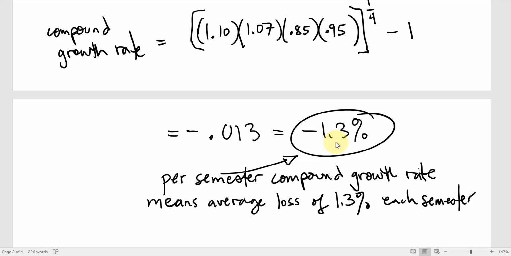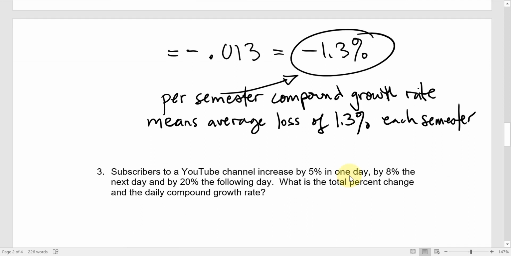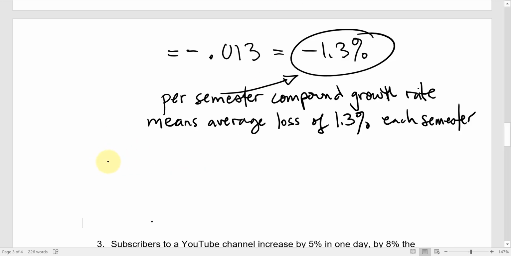We could call this the per semester compound growth rate, but of course that growth rate is clearly negative, and it means there's an average loss of 1.3% each semester in the enrollment. In fact, this is done, but we could check that. So to check to see if that really makes sense, or to once again kind of reinforce the principle, suppose we started with, let's say, 1,000 students. We could now calculate if we lost 1.3% 4 times in a row, what would be the final amount? It should be 95% of what we had. It should represent that overall 5% loss.